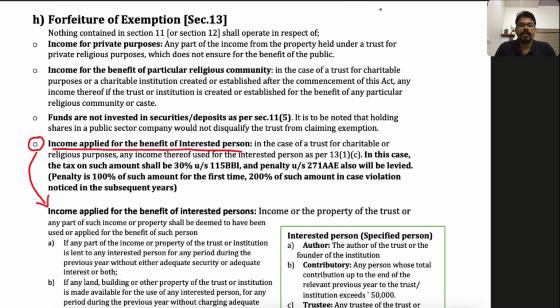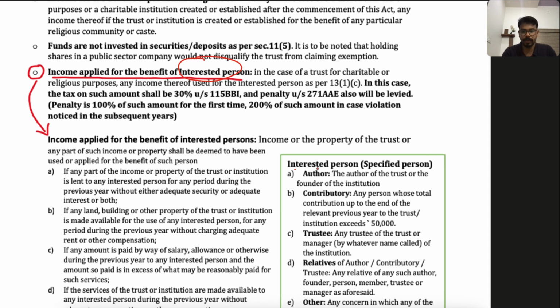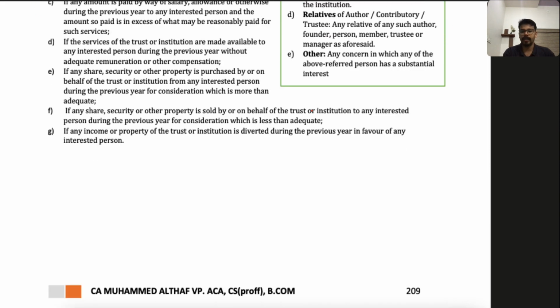Let's see. One amendment I'll tell you is the forfeiture of exemption. The charitable trust's exemption will be forfeited if they have used their income for some other purpose, right? So, income applied for the benefit of an interested person like a trustee or some other person. I've given here who is an interested person, the trustee, contributory. So if you have used the income of the charitable trust for the benefit of these persons, then the tax rate will be 30% under 115BBI, and the penalty under 271AAA also will be levied. Penalty will be 100% of such amount for the first time. If you continue doing it, then 200% of such amount. That is the penalty that you will have to pay.